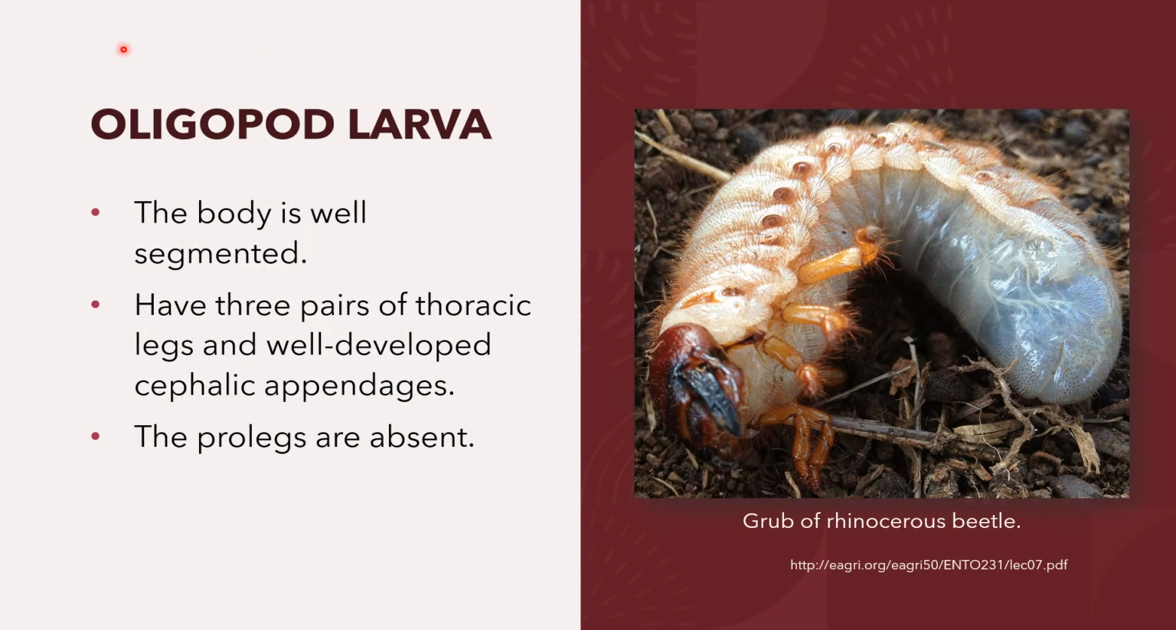We also have another type of larva, the oligopod larva. In this type of larva, the body is well segmented and it has 3 pairs of thoracic legs and well-developed cephalic appendages. The prolegs are absent in this type of larva. The grub or the larva of the rhinoceros beetle is an example of an oligopod larva.